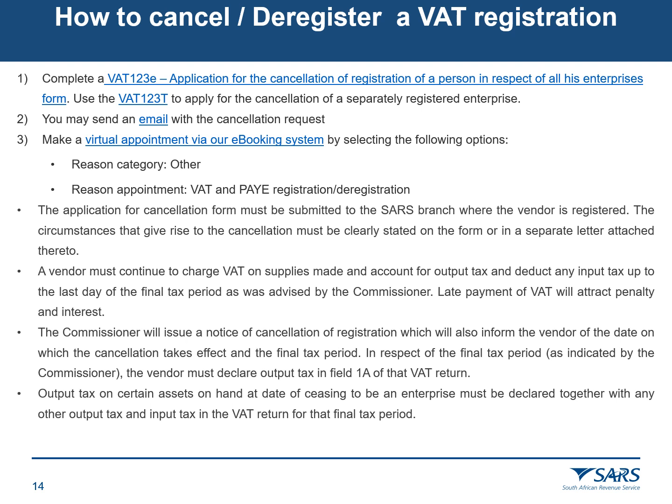The vendor will continue to charge VAT on supplies and submit the VAT 201 up until the Commissioner issues a notice of cancellation stating the date on which the cancellation takes effect and the final tax period. In respect of the final tax period, as indicated by the Commissioner, the vendor must declare output tax in Field 1A of the VAT return. Output tax on certain assets on hand at the date of ceasing to be an enterprise must be declared together with any other output tax and input tax in the VAT return for the final tax period.